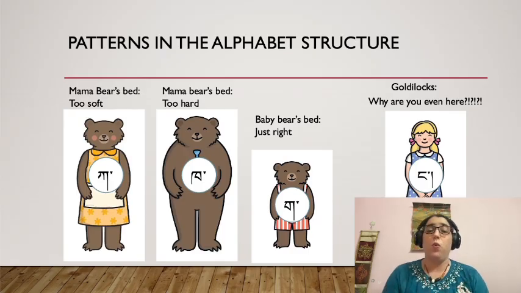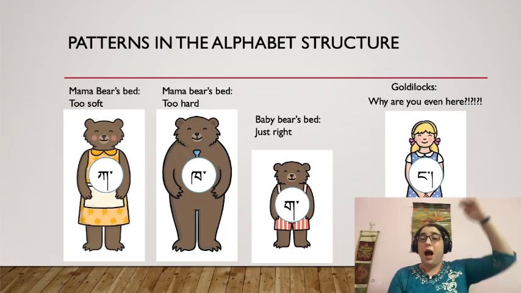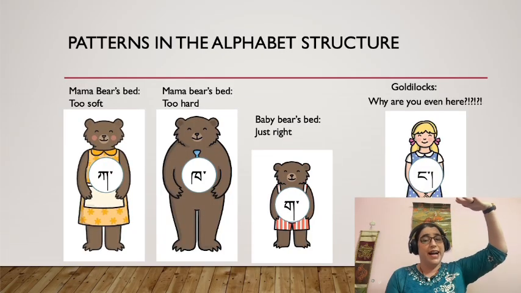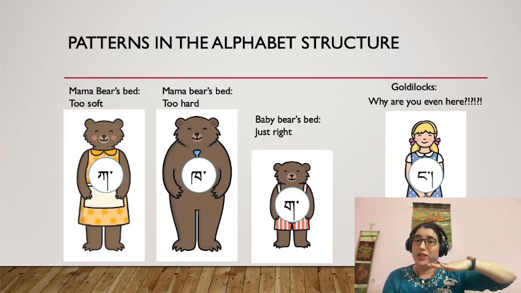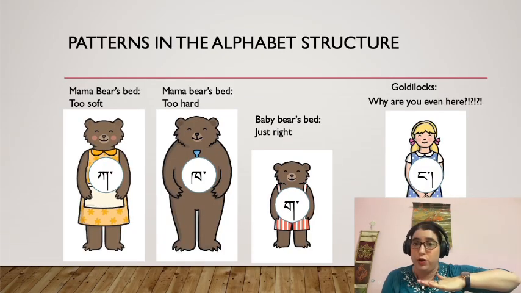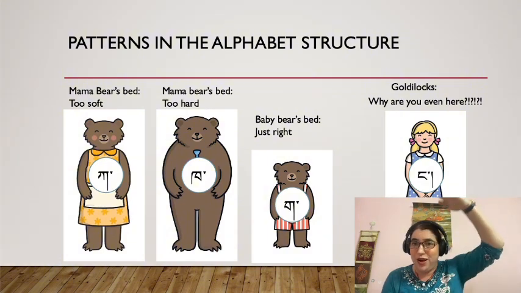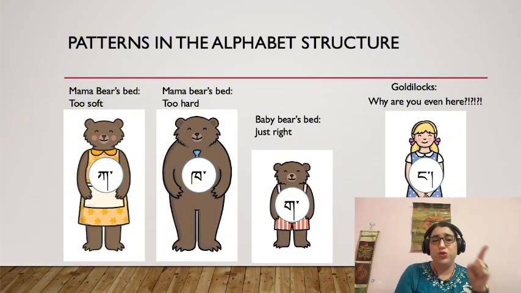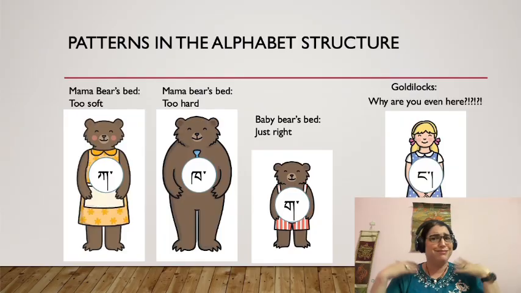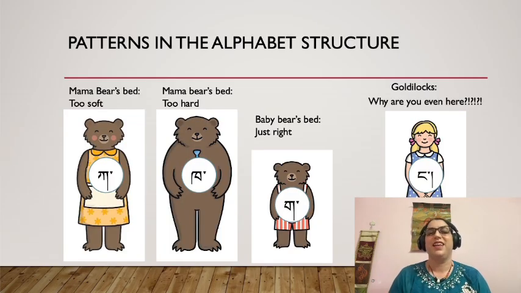Okay, so what's our pattern here? Mama and Papa are tall, so they are high tone. Baby Bear and Goldilocks are children, so they are low tone. High is tall, low is short. And it goes too soft, too hard, just right, not even a bear.